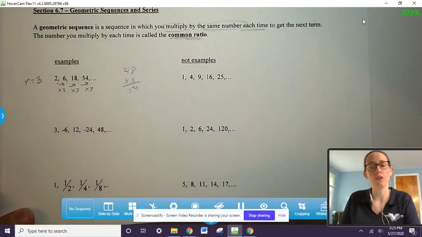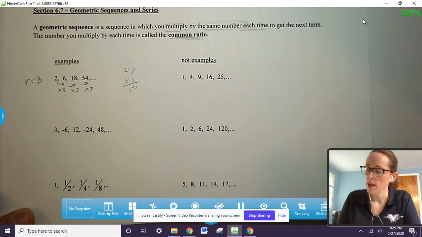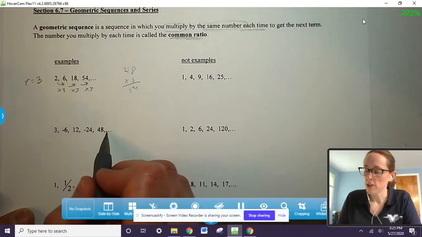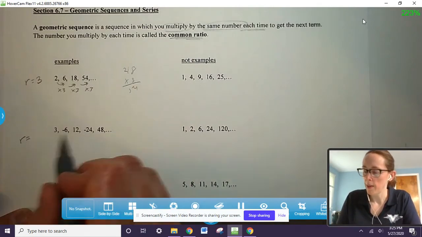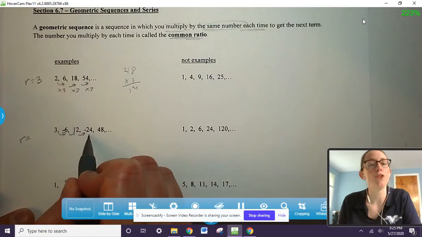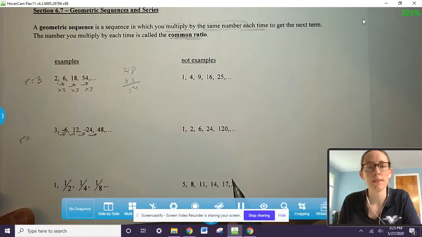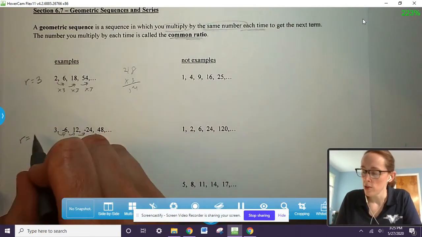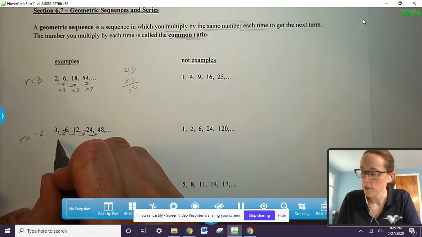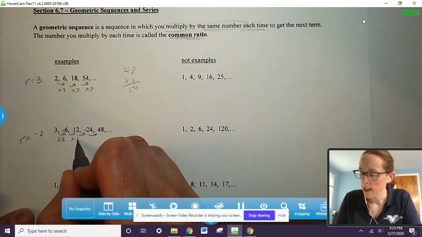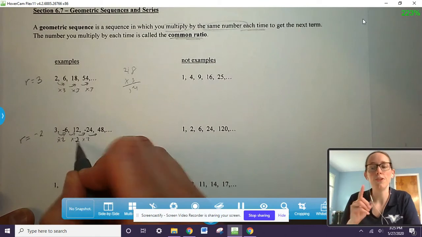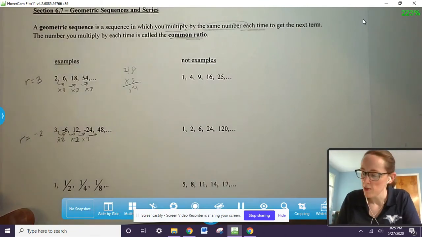We use r to denote the common ratio. This one's geometric. What is r for this one? What are we multiplying by every single time to get from one term to the next? It's -2. Your common ratio can be negative, and if you're multiplying by a negative every single time to get to the next term, notice that the signs alternate. So we had a positive.